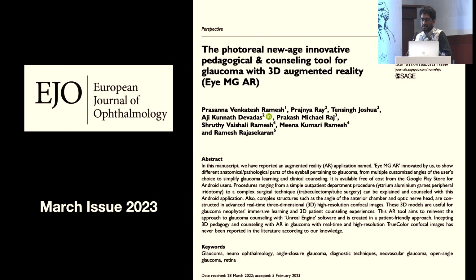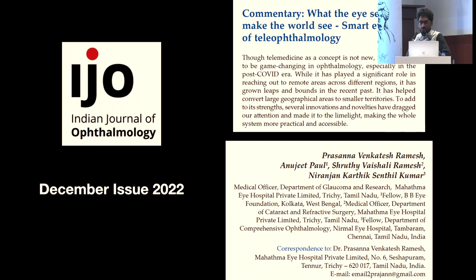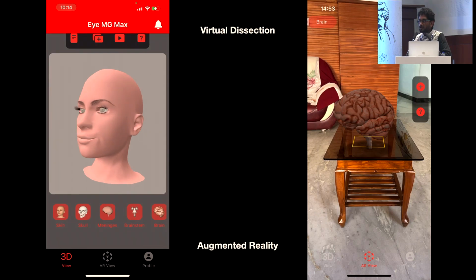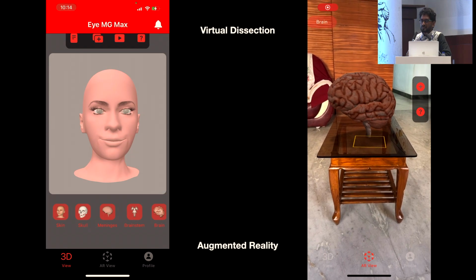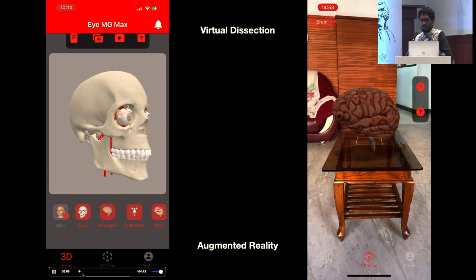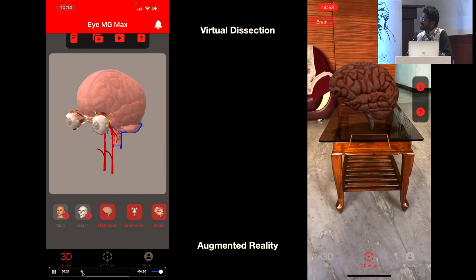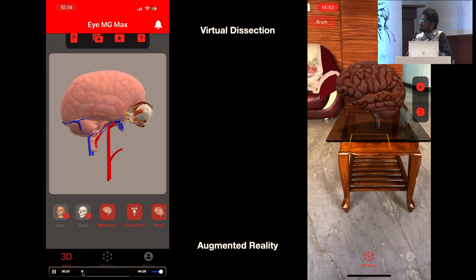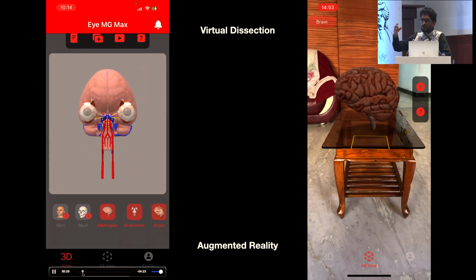That was how we started, and we validated it and published it in the European Journal of Ophthalmology 2023, that is last year. There was also a commentary on the same in the IJO 2022. Then we wanted to push ourselves further: can we have a subtractive module for virtual dissection? In ophthalmology and neuro-ophthalmology, we don't really get to dissect the structures that we want to. So we started giving buttons here, and the user can choose buttons. There was no app available that can subtract structures and then go in and see the structures.